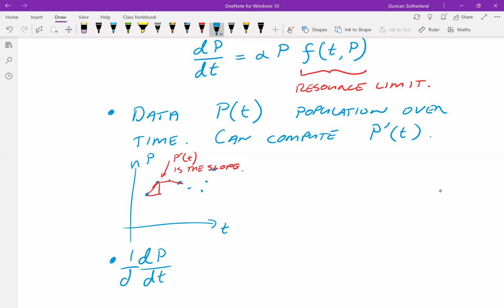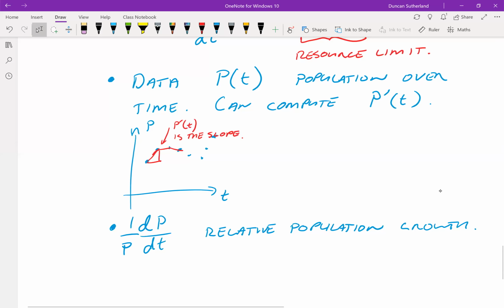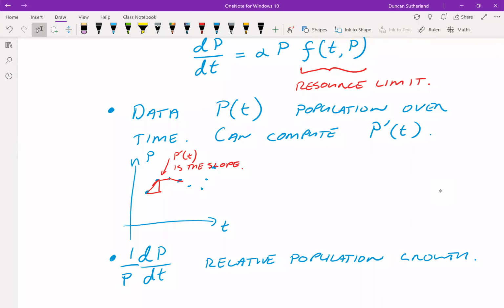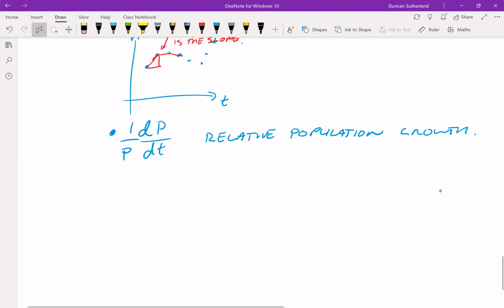This is the relative growth in population. So the population growth divided by the total population at the time. Now this starts to look like a sensible function. This takes care of the fact that these things are getting bigger all the time. You're now looking at relative contributions.